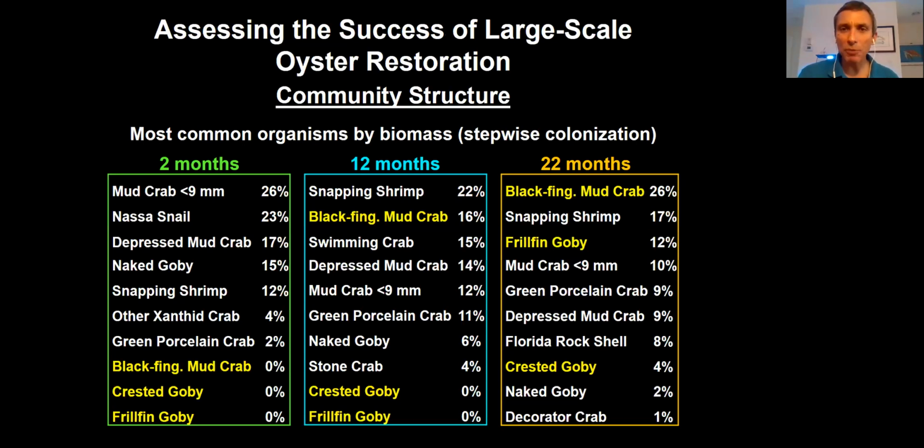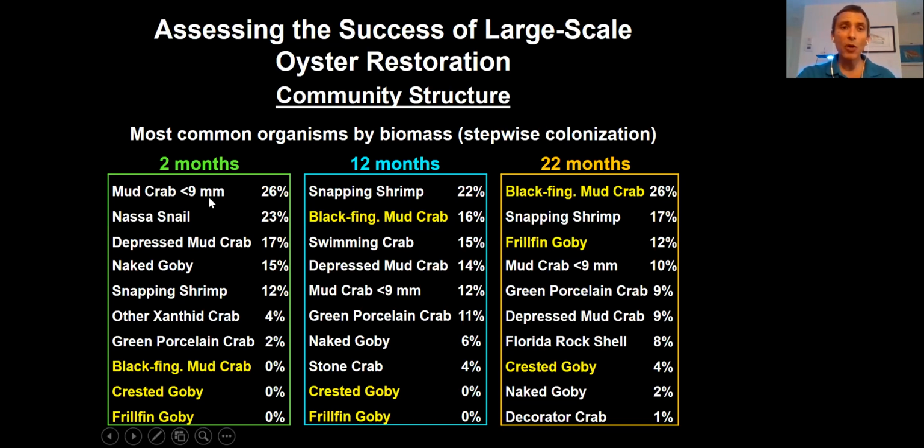These are some snapshots of the specific species that move into an oyster reef after it's built. I've got a 2-month snapshot, a 12-month snapshot, and a 22-month snapshot. The three that you see highlighted in yellow in all three panels are very important species in a healthy oyster reef: black-fingered mud crabs, crested gobies, and frillfin gobies. 2 species of little fish and 1 species of little crab.